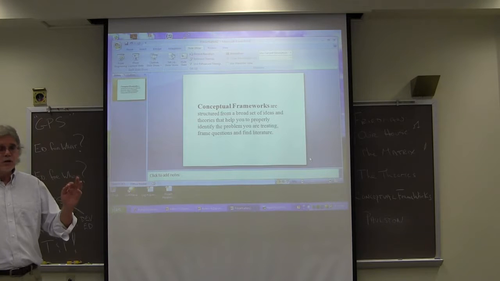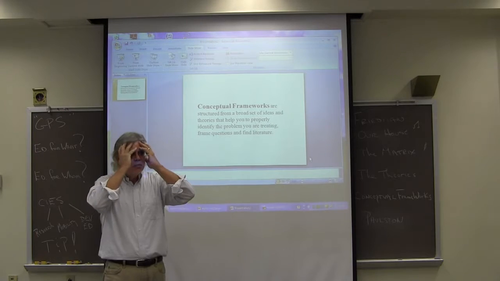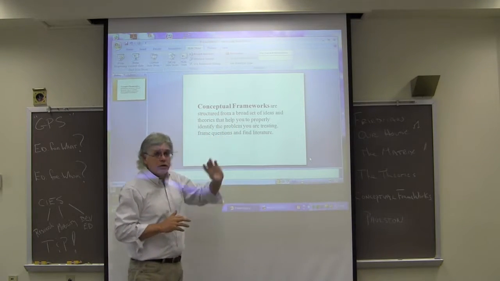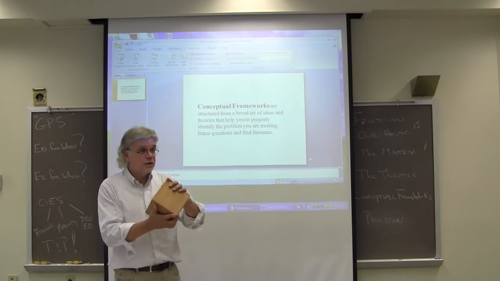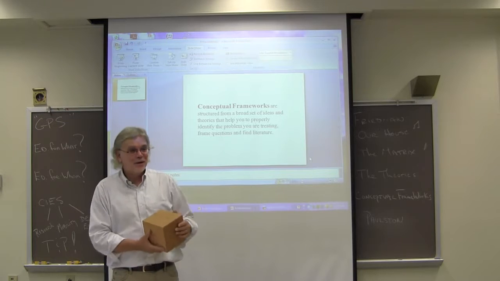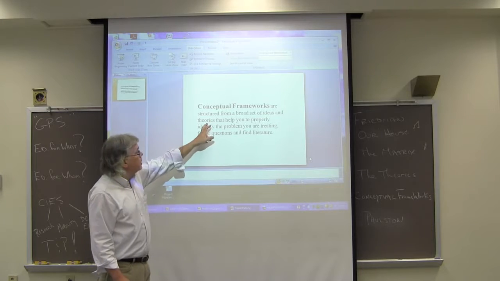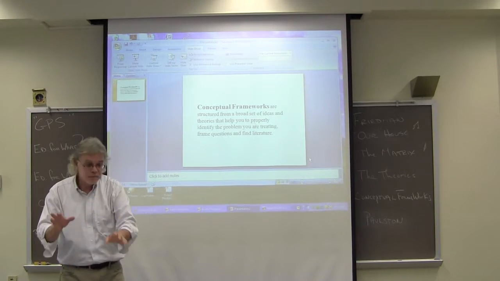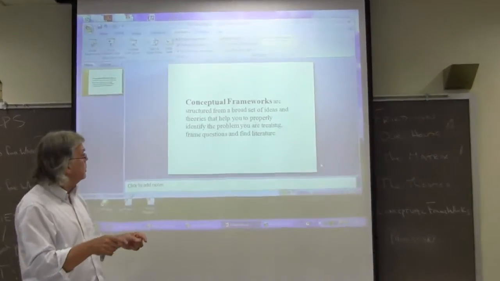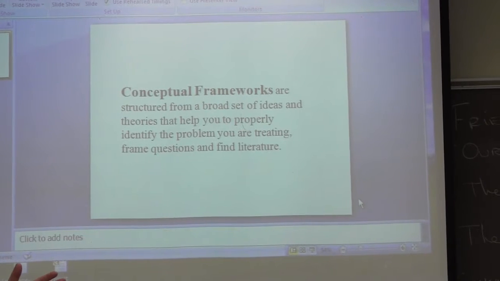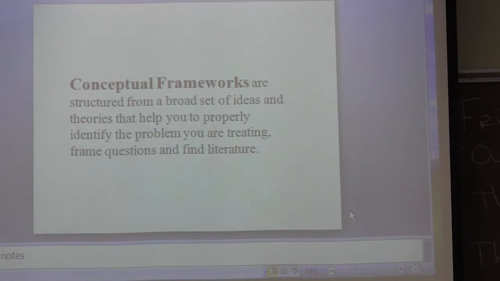Back to reality then. We talked last time about what exactly we are doing here. Again, making the implicit explicit. What we're doing is working with conceptual frameworks, okay? If there's ever a conceptual framework, there's one right there, made of wood, you can take it home with you. That can fit your back pocket. Conceptual frameworks are structured from a broad set of ideas and theories that help you properly identify the problem you are treating, frame your questions, and find the literature, finding the right kind of bibliography.